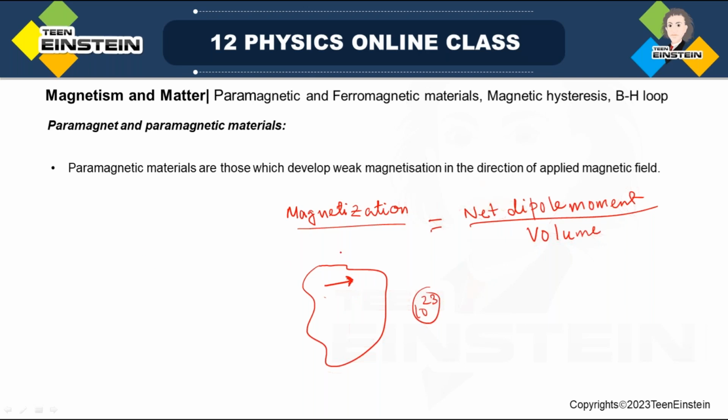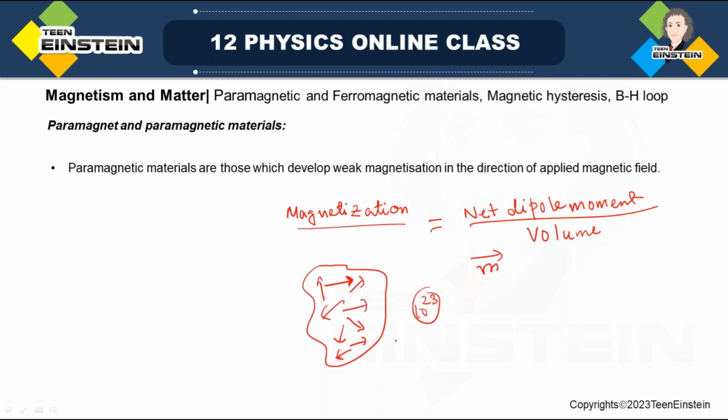The magnetic dipole moment is denoted by m vector, so it is a vector quantity. So why does this net term come? Net term comes here since this is a vector quantity. Within this volume I may have all sorts of directions of these magnetic dipoles, like this and like this. So I need to find out net magnetization, or net magnetic dipole moment here, so that we get magnetization.